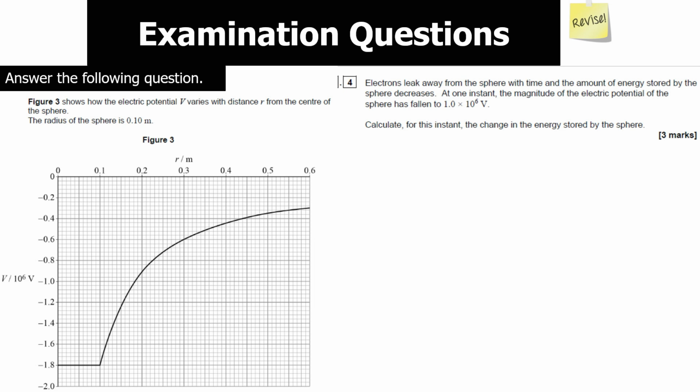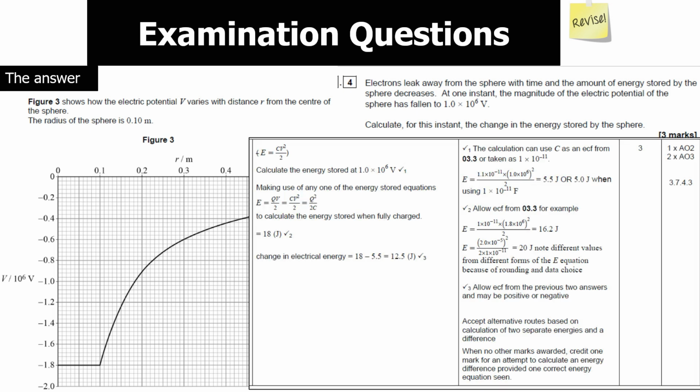The next question says, electrons leak away from the sphere with time and the amount of energy stored by the sphere decreases. At one instance, the magnitude of the electrical potential of the sphere has fallen to 1 times 10 to the 6 volts. Calculate for this instance the change in the energy stored by the sphere. So pause the video now, then unpause the video when you want to go through your answer. Right, so how to answer this particular question?